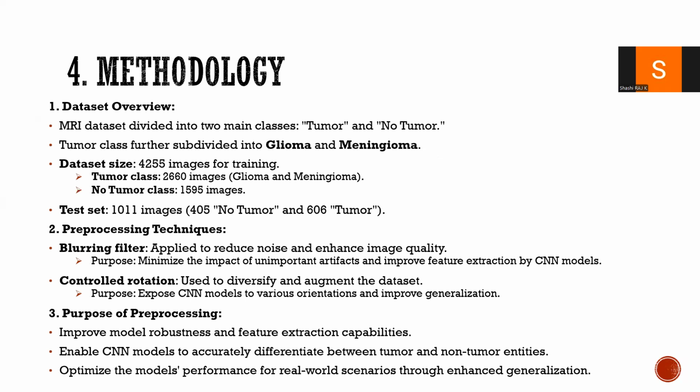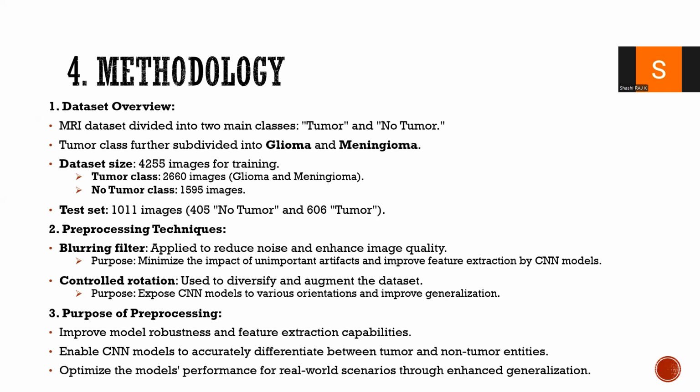Tumor classes are 2660 images. No tumor classes are 1595 images. The test set is 1011 images, that is 405 no tumor and 606 tumor. Pre-processing techniques: a blurring filter is applied to reduce noise and enhance image quality. Purpose: minimize the impact of unimportant artifacts and improve feature extraction by convolutional neural network models.